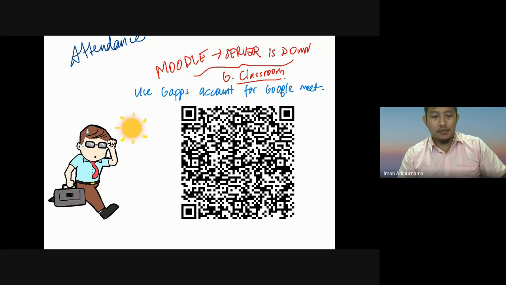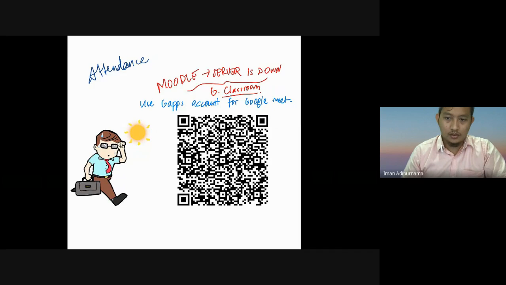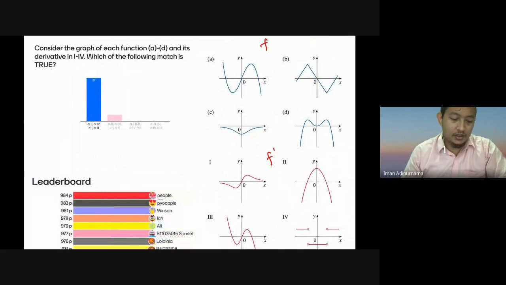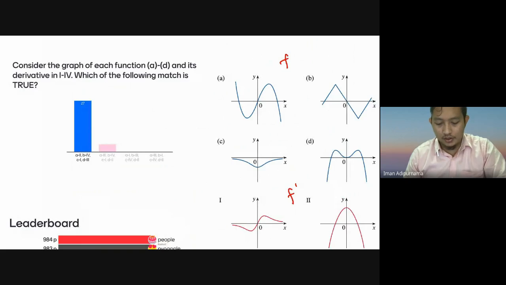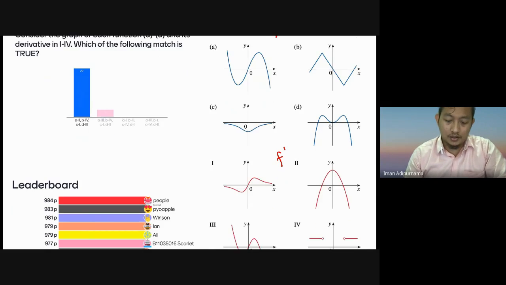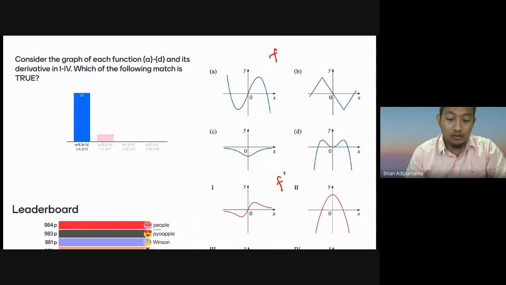Okay, so let's do some review for a while. What we have done last Tuesday, the questions for feedback. Let me just remind you. There are functions A, B, C, D, and then there are also derivatives of those functions, 1, 2, 3, 4, and you need to match all the possibilities: which one is the function, which one is its derivative.